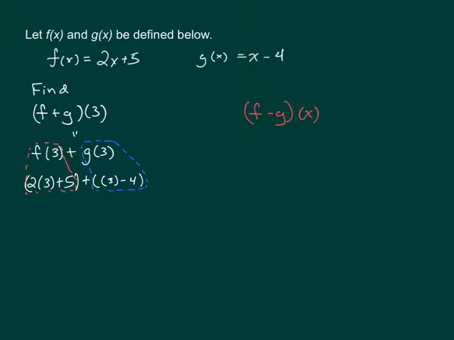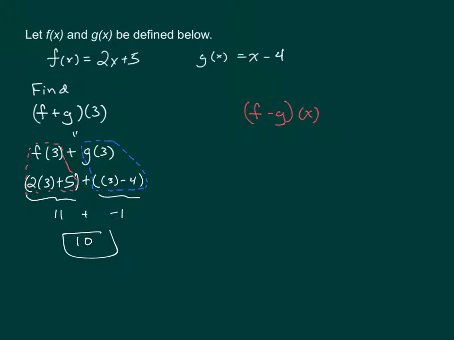From there, you can just crunch some numbers. This first part here is 11. This second part here is negative 1. 11 plus a negative 1 is 10. So there's your answer for the first example.